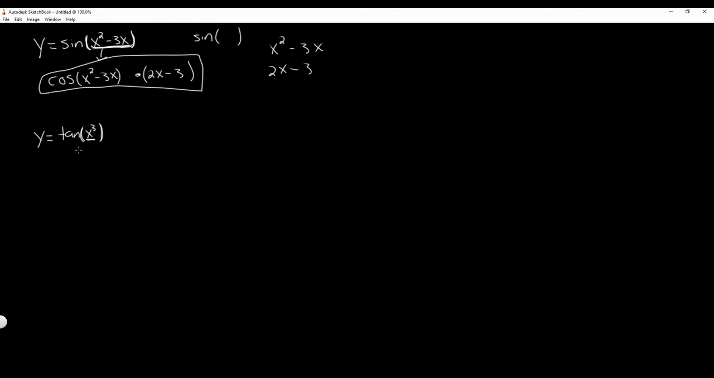So we're going to take the derivative of the outside function, which is tangent. So the derivative of tangent is secant squared. We're then going to bring down the inside function, unchanged. Then we're going to multiply by the derivative of the inside function, and the derivative of x cubed is 3x squared. And that is the answer to this problem.